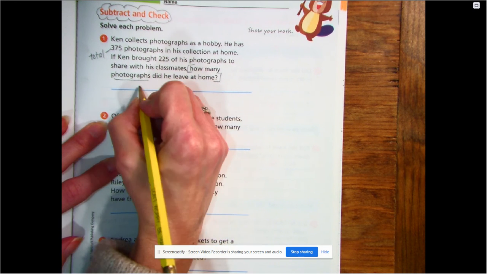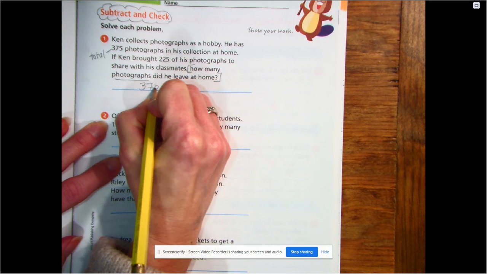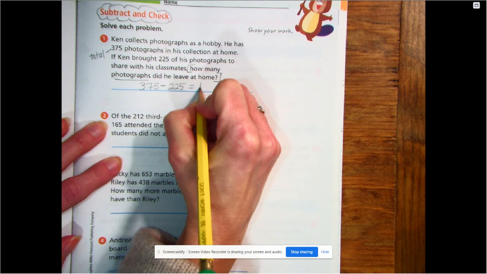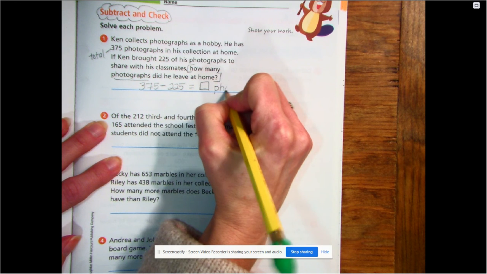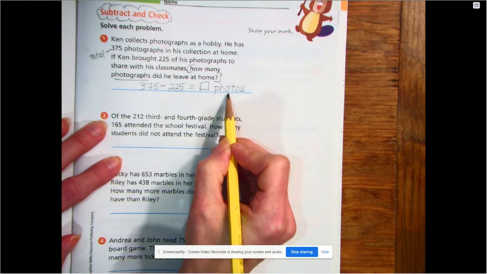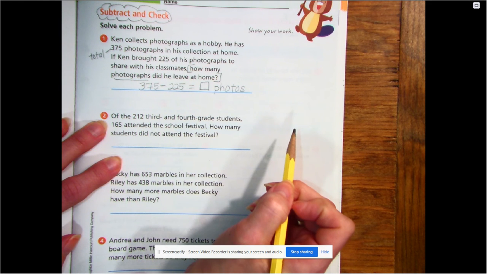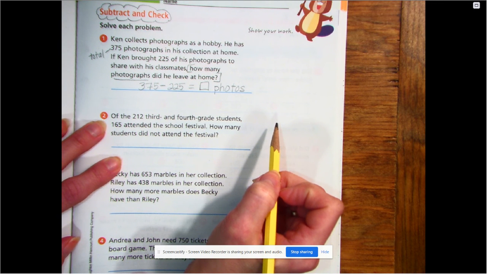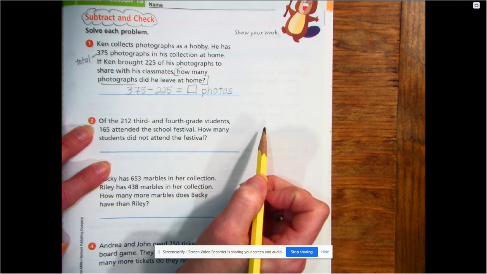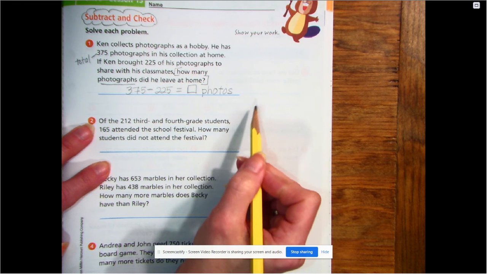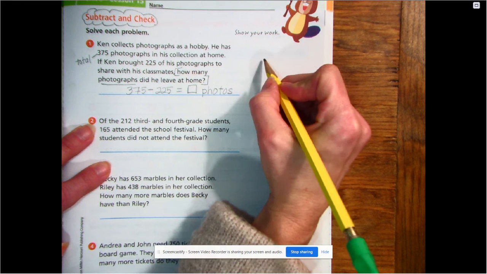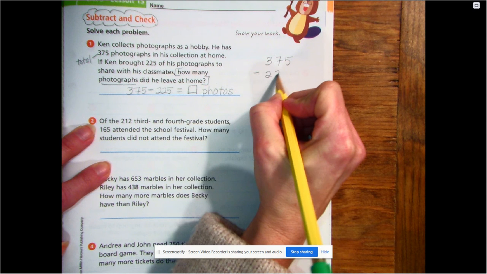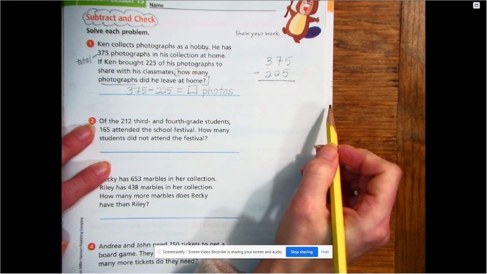Okay, so we know that our equation starts with our total. We're going to take away the 225. We don't know the unknown, and I'm going to shorten that to photos, instead of writing photographs all the way out. Okay, you don't need to do any proof drawings. We're just going to simply solve, right, and show our work. You're going to show your work today on your homework as well. So let's rewrite it. 375. We're going to take 225 from that, so minus 225.